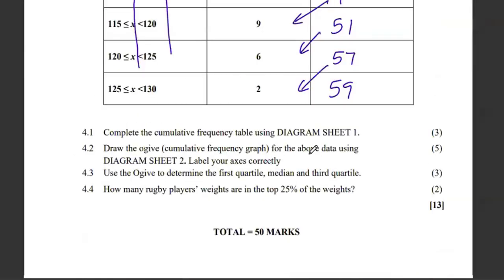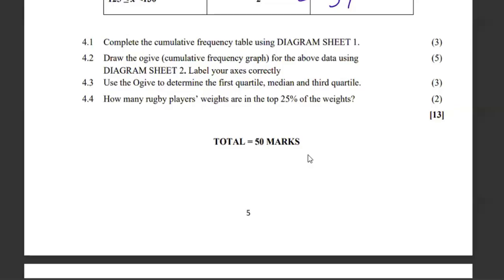Then 4.3, they want us to use algebra to determine Q1, Q2, and Q3. Now, when you're getting this, you need to start by finding the positions. That means Q1 is going to be a quarter of n plus 1. We have 59 as our n, which is the total frequency. So that's going to be a quarter of 59 plus 1, which is 60. This is going to give us 15. Now, this 15 is just the position.